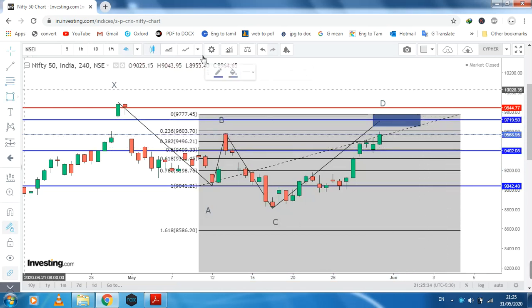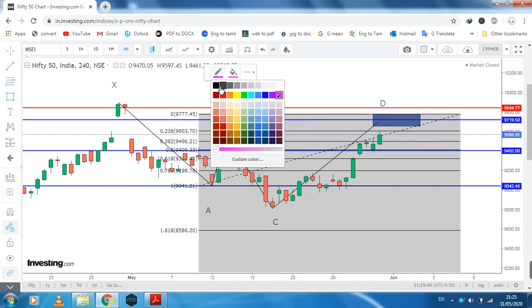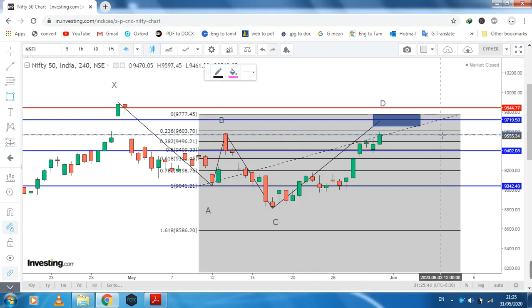So the market, this is the target one, 0.38. This is the target one. And the next target is 0.618. These are the targets.